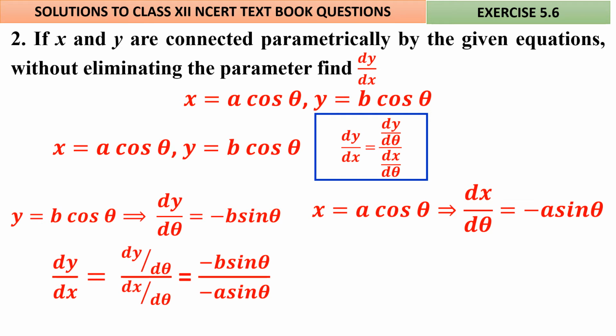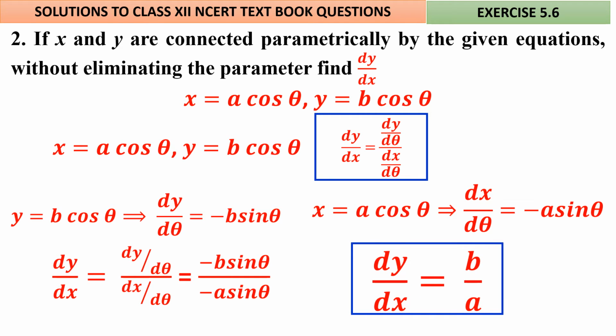When you put it in the dy by dx formula, dy by d theta upon dx by d theta, it is minus b sin theta upon minus a sin theta. Sin theta gets cancelled. Minus sin also can be cancelled. Final answer b upon a. For it, derivative is a constant.